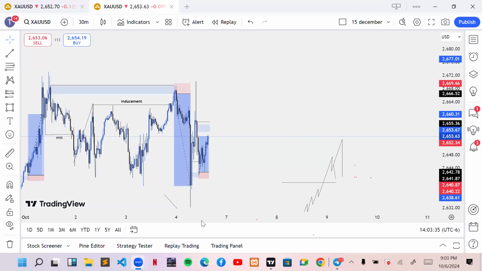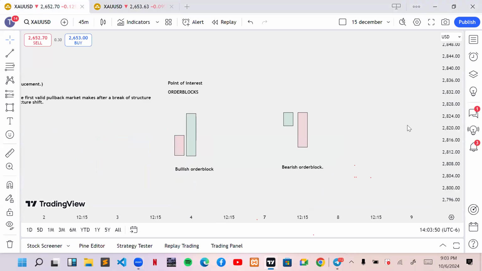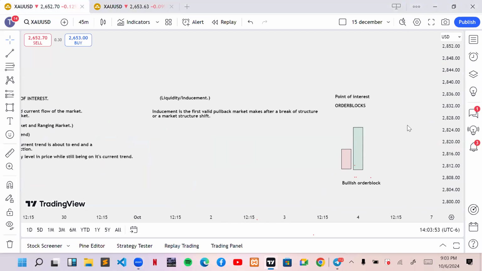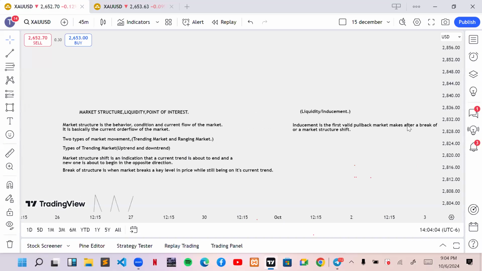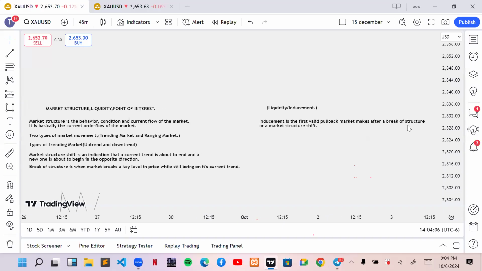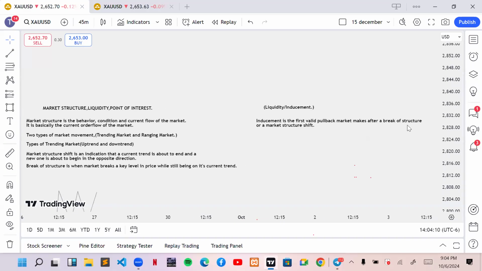You can't have two pullbacks after market structure shift. Like I said, the first one. Please, just pay attention to what I say before you ask questions. Pay attention to the keyword. I said the first valid pullback. Even if you check what I wrote down here, I said inducement is the first valid pullback. So when I say first, it means the first one. If I say first valid pullback, it means the first pullback. Look at all these definitions. I said inducement is the first valid pullback. So provided the first one, that is what you mark, the first pullback. If there are two, where is the first one? That is what you're marking as your inducement.